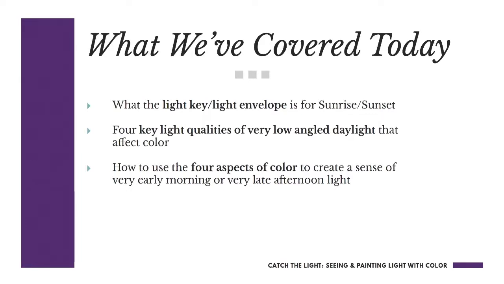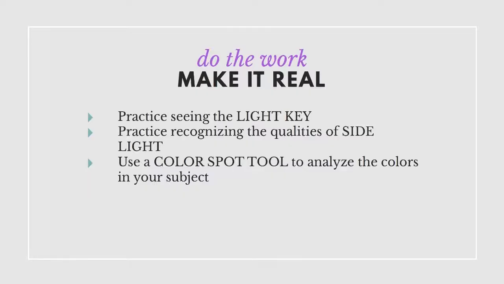So what we've covered today is the light key, the light envelope for sunrise and sunset, the four key light qualities of very low angled daylight, and how to use those aspects of color to create the very early morning or late afternoon light. So let's do the work and make it real.